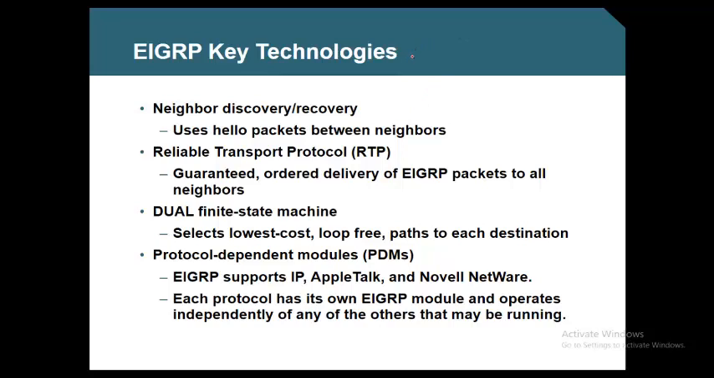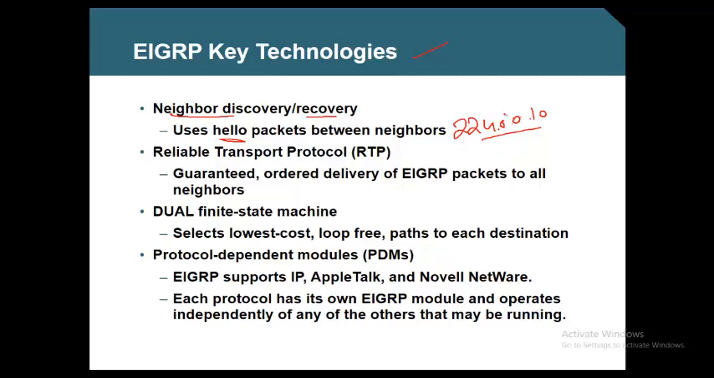EIGRP's terminology: neighbor discovery and recovery. Now, how is a new neighbor discovered? I told you, by sending hello packets using multicasting. What is the address, you know? 224.0.0.10. Using this multicast address, the packet will be sent.